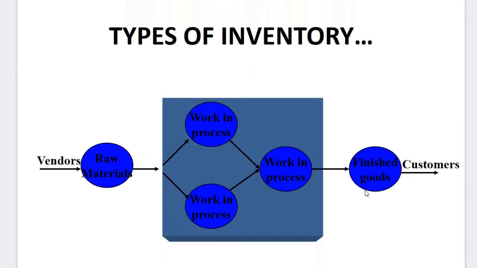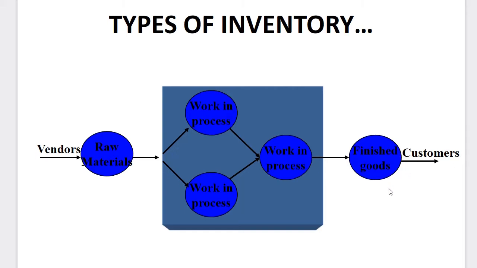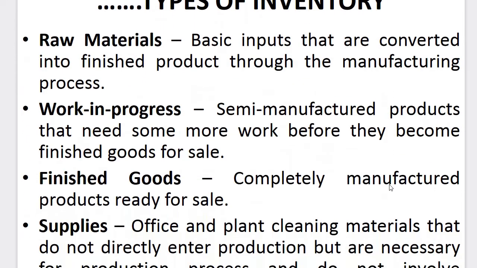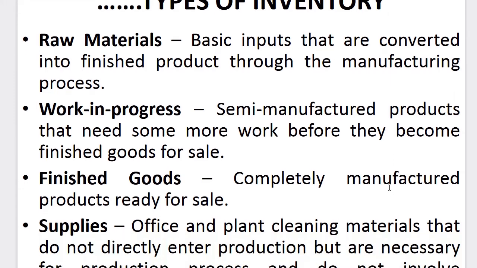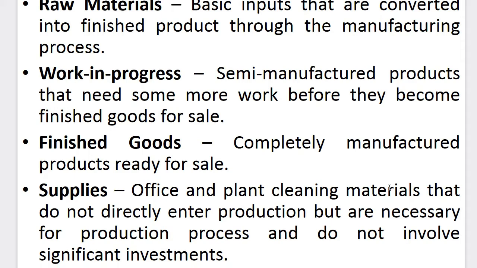Okay, we have types of inventory. Of course, the vendors come in and give us the raw materials, and then there is work in process. These may be some production units, and these are all considered to be inventory. And then afterwards, we have the finished goods before they are delivered to customers. Again, these are also inventory. As presented, the types of inventory are the raw materials, the basic inputs that are converted into the finished product through the manufacturing process. It can be the work in progress, the semi-manufactured products that need some more work before they become finished goods for sale.